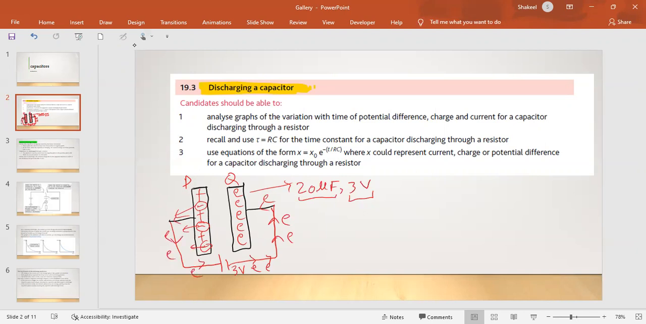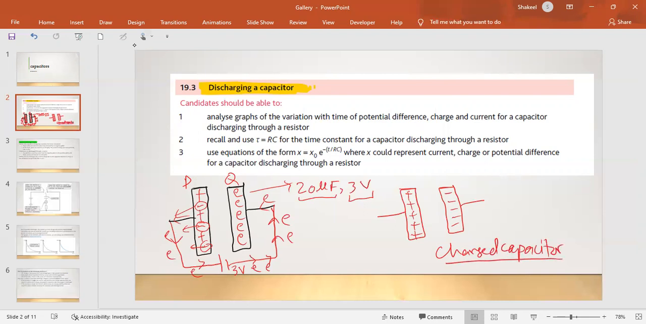After some time, what will happen? After some time, this capacitor is going to be charged. So this is positive charge and this is negative charge. This is known as a charged capacitor. Okay, and the battery does work to charge it, right?